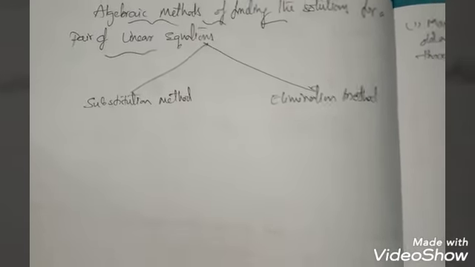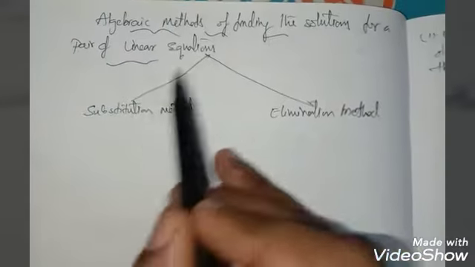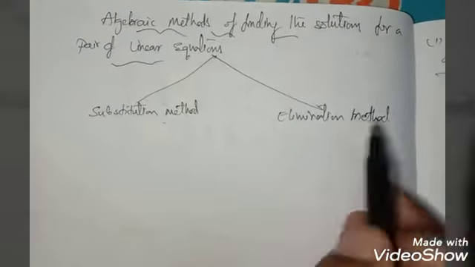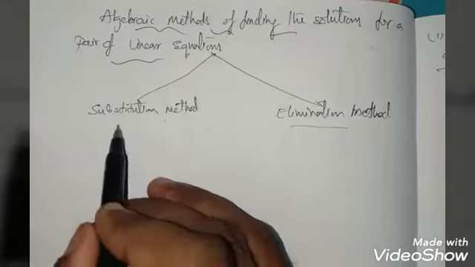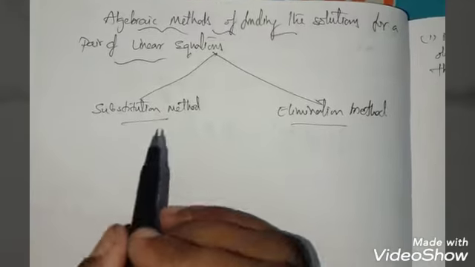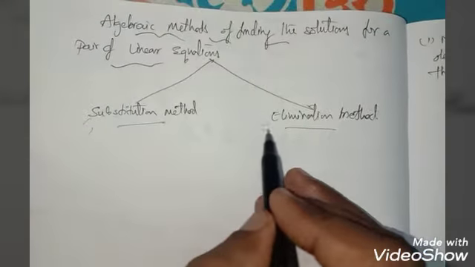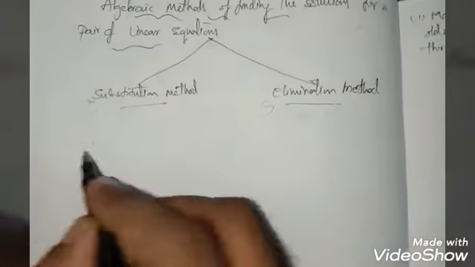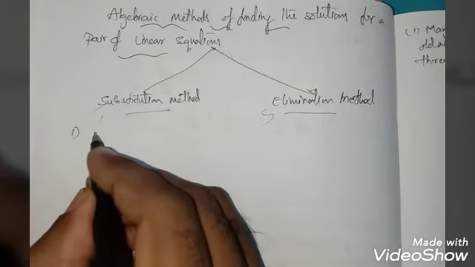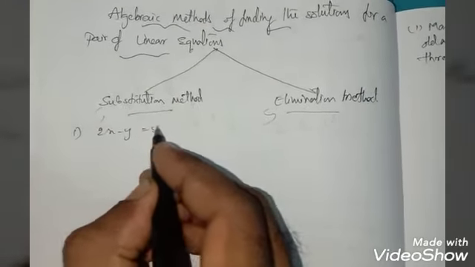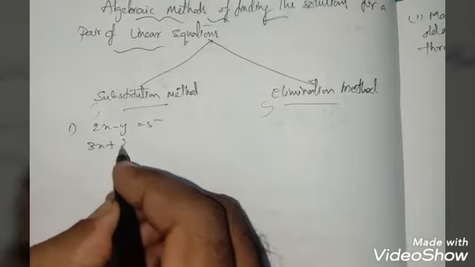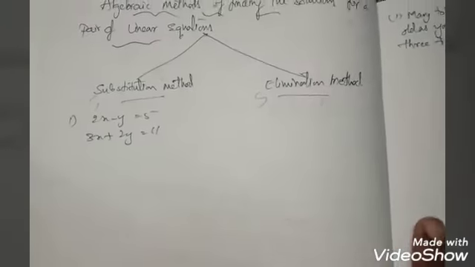In this algebraic method, we have two types of method: one is the substitution method, and second is the elimination method. Now let us do one example, first with the substitution method, and with the same example we'll do the elimination method also. For example, if I take the question as 2x minus y is equal to 5 and 3x plus 2y is equal to 11, right? These are the equations.